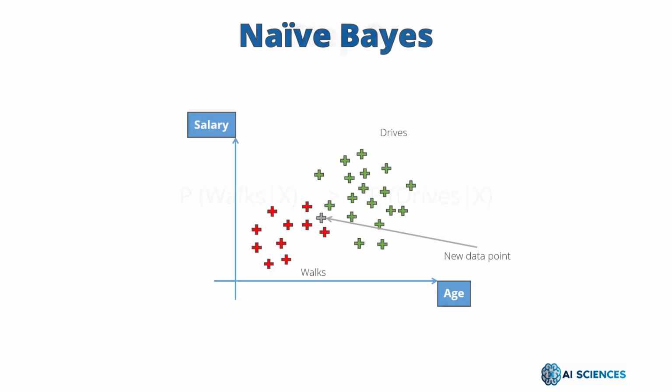So according to our calculation, now we can say that this new data point actually belongs to the red category. That means this employee walks to office. So this is the way naive Bayes classification helps us to classify a new data point based on the previous information. I hope now you understand how the naive Bayes classifier works at an intuitive level.